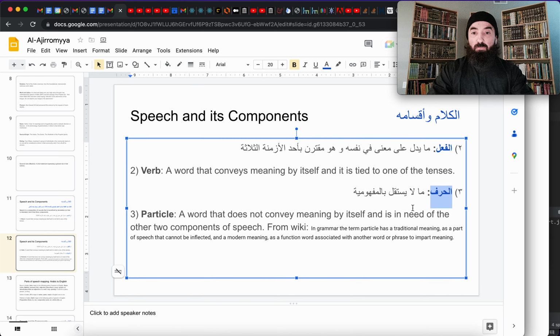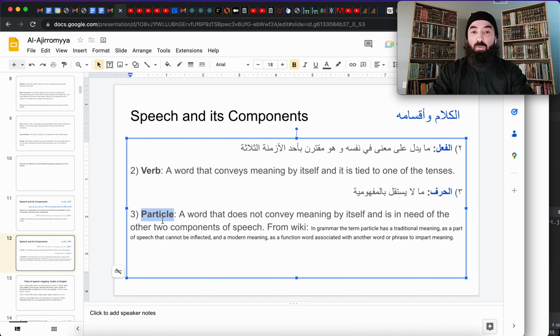The last part of speech is al-harf, a particle, right? And its definition is ما لا يستقل بالمفهومية, a word that does not convey meaning by itself, and it is in need of the other two components of speech to convey meaning, right? For example, if I say from, just from, right? From by itself doesn't really give you a complete meaning. I have to say, for example, I came from school, then from makes sense. Or I have to say, I made this from gold, right? Then from will manifest its full meaning. However, by itself, from is insufficient to convey a complete meaning. It is in need of the other parts of speech to convey complete meaning.